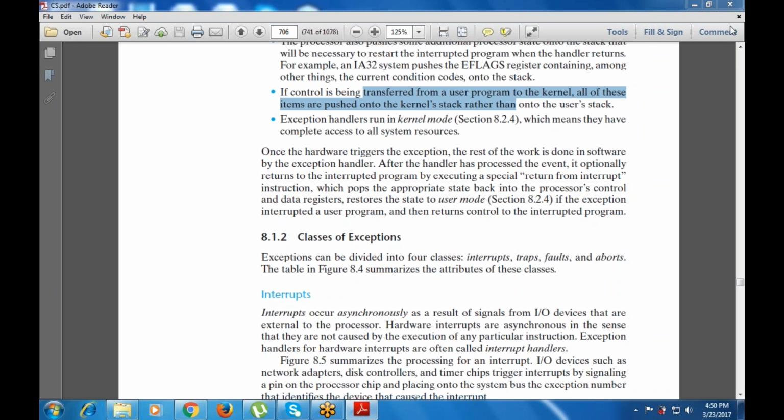Now next is what are the various classes of exceptions that are available. There are multiple classes, and they are divided into four classes. First is interrupts, that is, something occurring in between. Then traps, then faults, then aborts. So these are the four classes into which we can divide the exceptions.